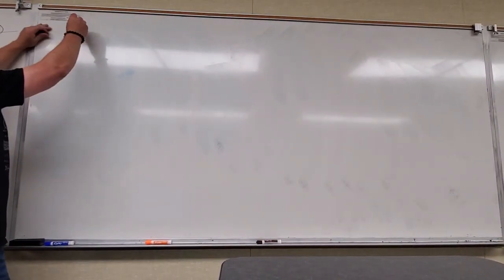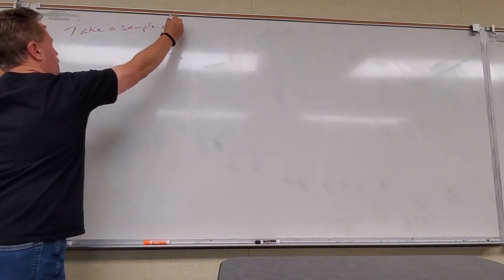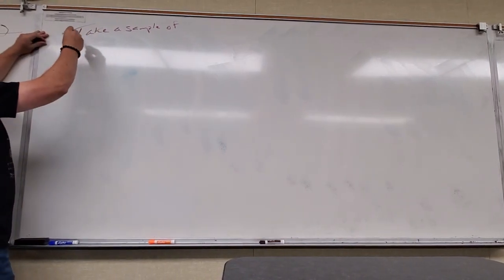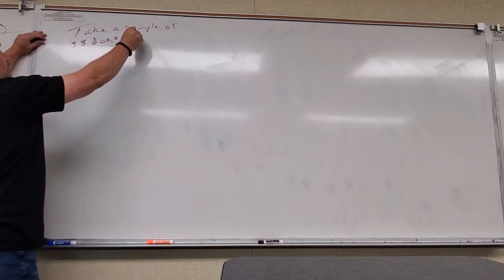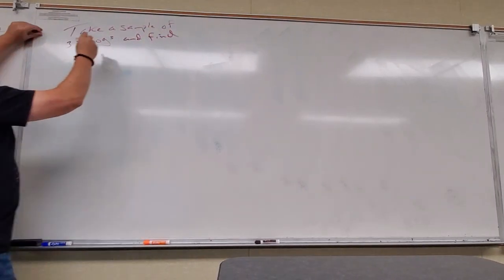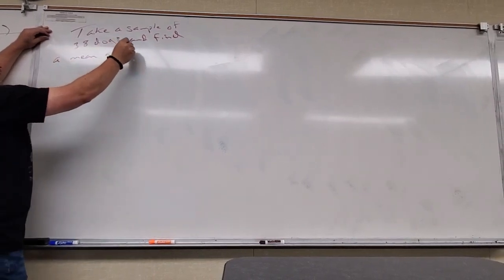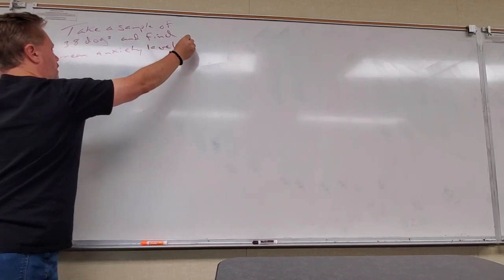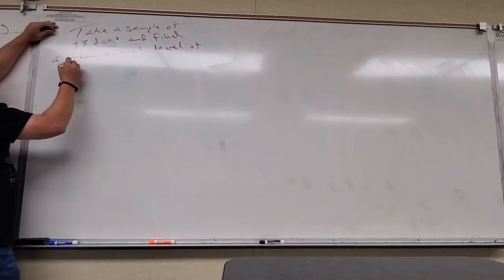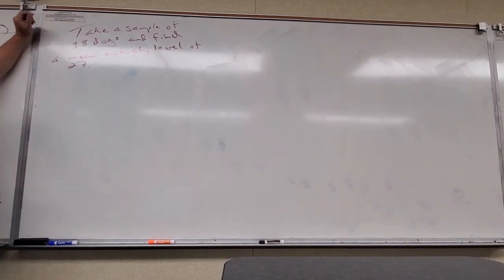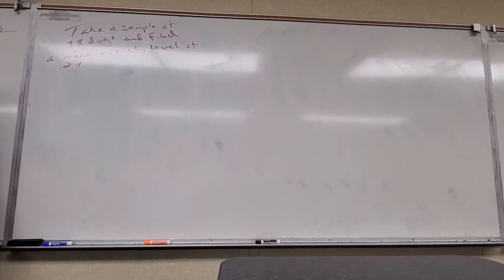So let's say we take a sample of 38 dogs and find, somehow we do this, a mean anxiety level of, I don't know, I'm just going to make this up, 27. And, like, 10 is a normal level, let's say.